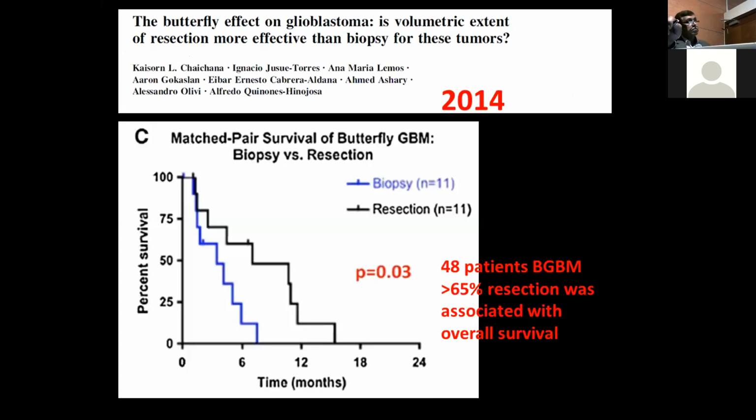2014, another paper. There's a plot here. This is biopsy, they live short, and this is craniotomy, they live better. 48 patients were associated with a longer period of time. Mind you, glioblastoma is a bad disease, so the more days and months you give to the patient, the better.